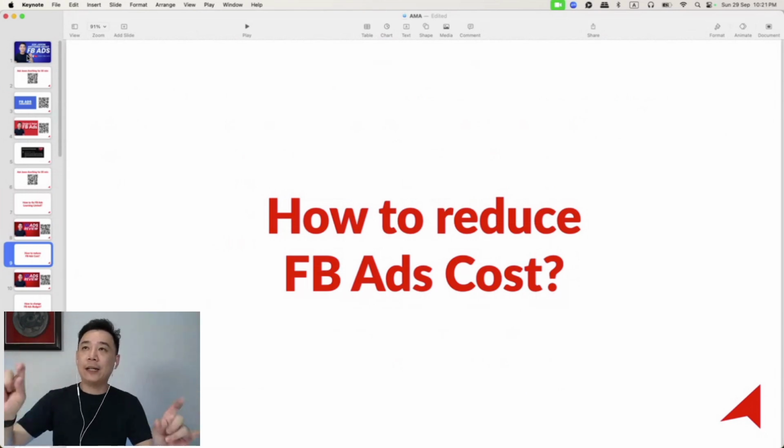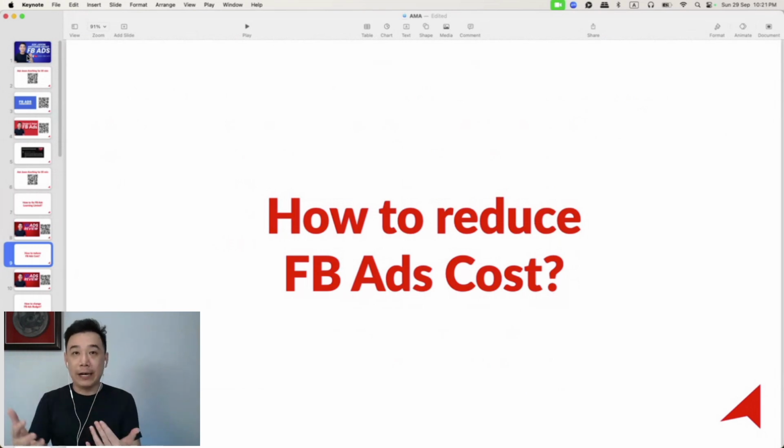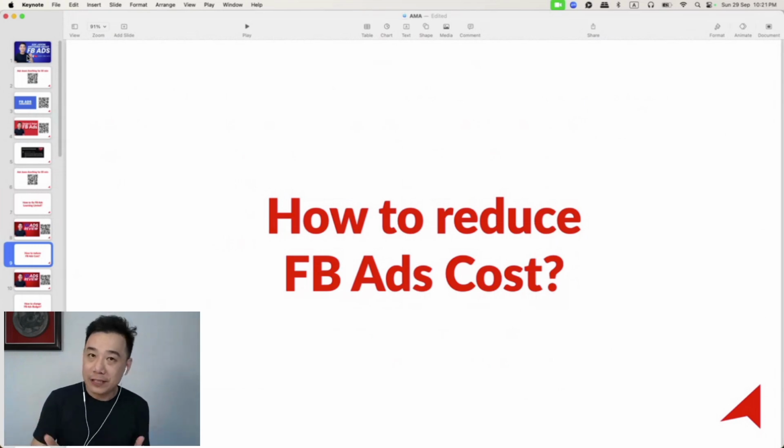Now, the other angle to look at is to test creative, especially if you have low CTR. That means your creative is not performing. When I say low, let's say your CTR link click is at 0.4%. Our benchmark is 1%. I'm not saying that 0.4 is poor, but if you're not getting good results and your CTR is at 0.4, I would recommend that we test different creative and hopefully bump the CTR.